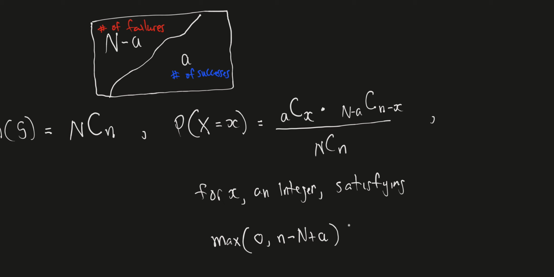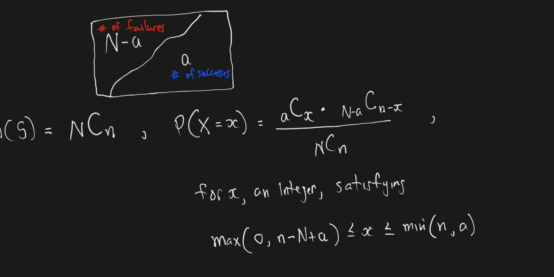So figure that out, and then x is less than or equal to the upper bound. This one's a little bit easier: it's the minimum of your little n and your a. And here is the reason why.